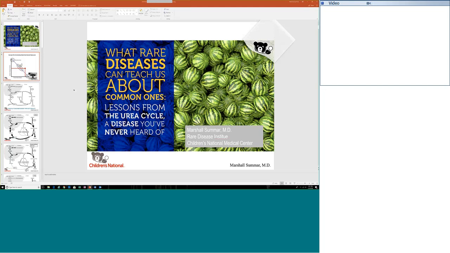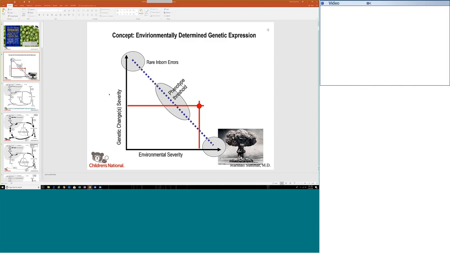So this slide is talking about the concept of environmentally determined genetic expression. What the heck does that mean? Well, if you see my mouse cursor circling around this line down here, any phenotype, whether it's pulmonary hypertension or take your pick, has typically two components to it. One is a genetic component, and the other is an environmental component. So if I give you an extra chromosome 21, the genetic component is so strong it doesn't matter what the environment is, you're going to have Down syndrome.